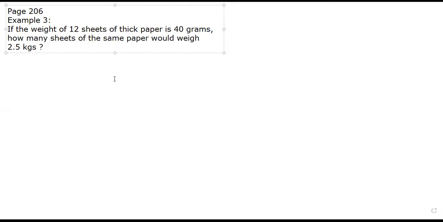12 sheets' weight is 40 grams. So to weigh 2.5 kgs, what should you do? Should the number of sheets be increased or decreased? Increase. The more the sheets, the more the weight. The fewer the sheets, the less the weight. Yes or no? Yes.